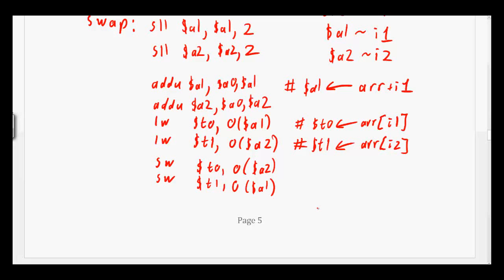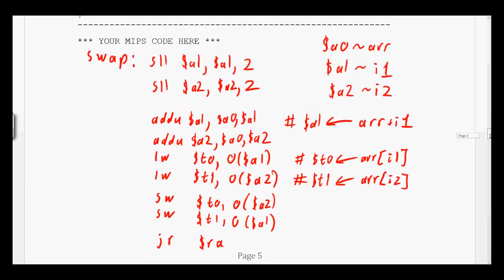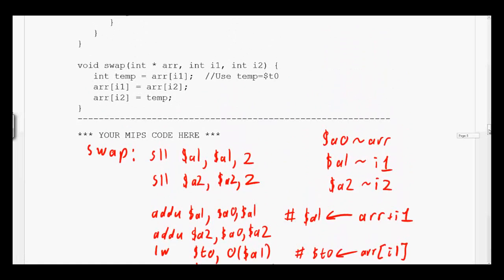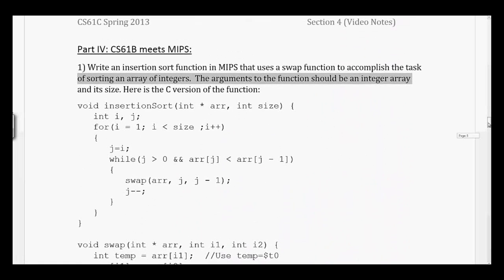And then the last thing you have to do for any function call is jump register RA, which will take us back to where we came from. All right, so that is our swap function. So we can now call that safely when we write our insertion sort.